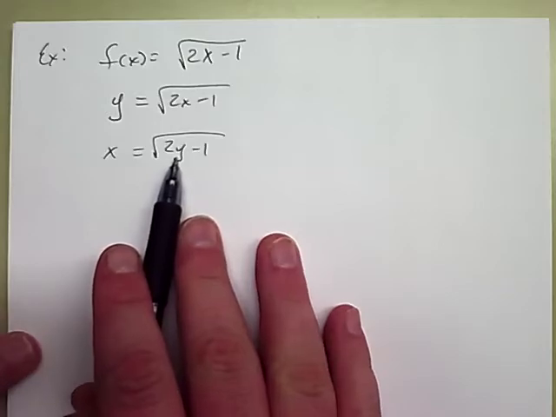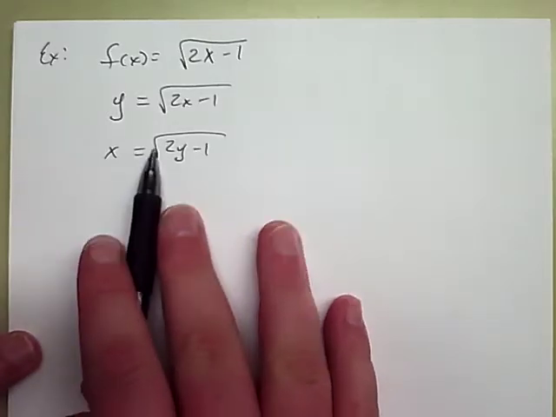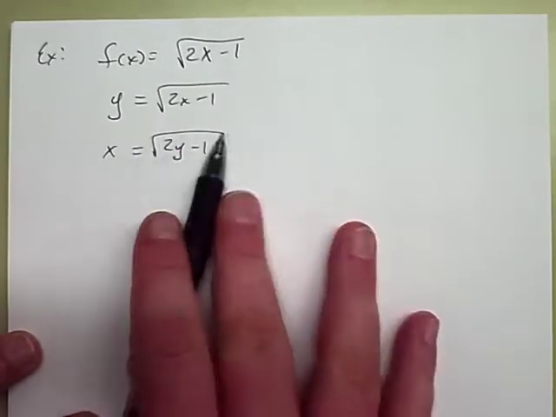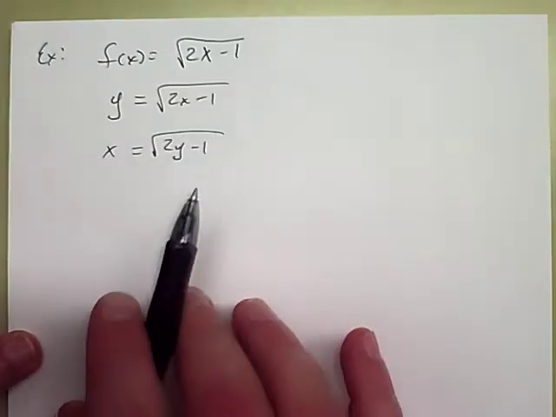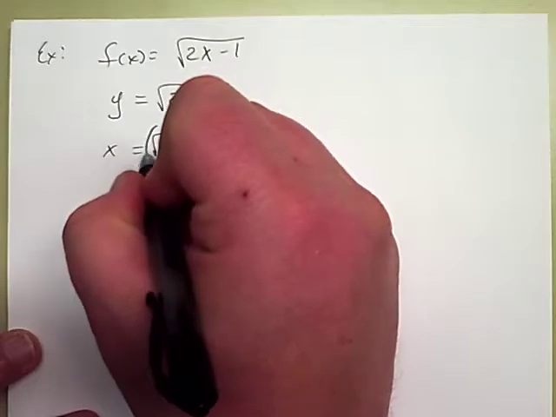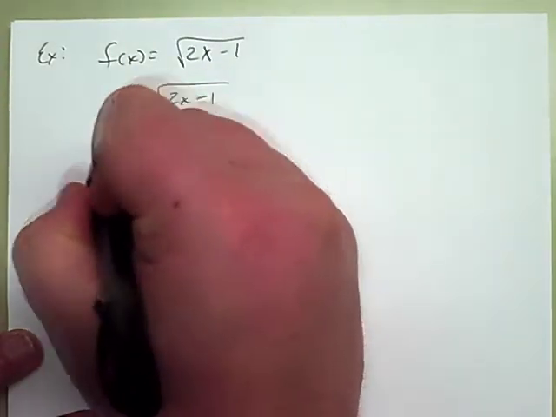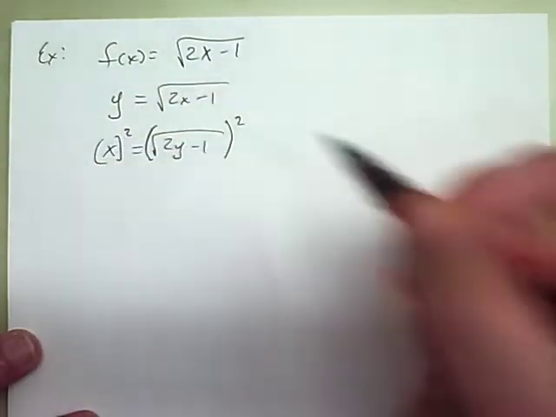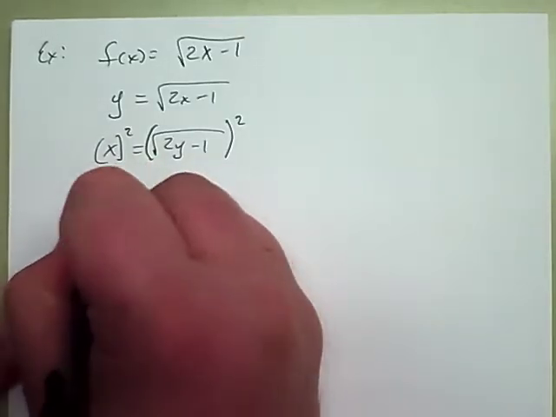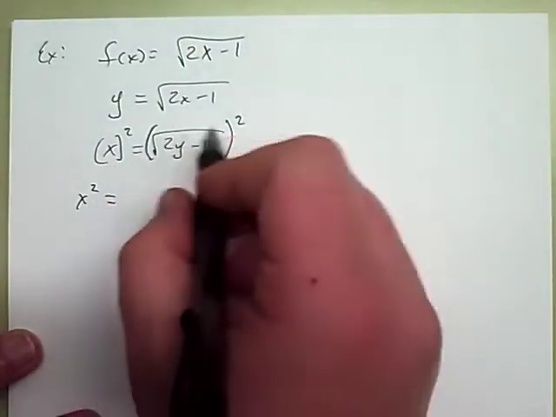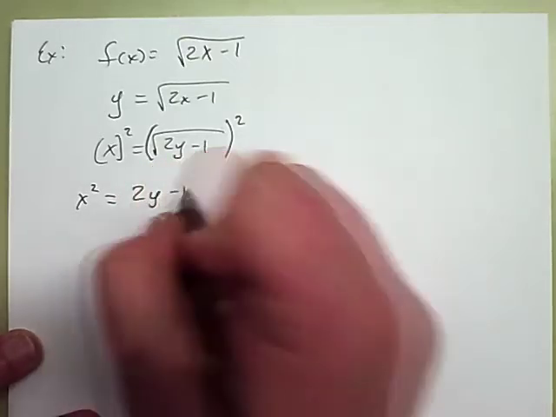Well, this is where it gets a little tricky. What in the world do I do? How do I get rid of a square root? Well, the only way to get rid of a square root is to square it. So I take the entire side over here and this side over here, and I raise it to the second power. So now on the left side, I get x squared. On the right side, the square root goes away, and I get 2y minus 1.